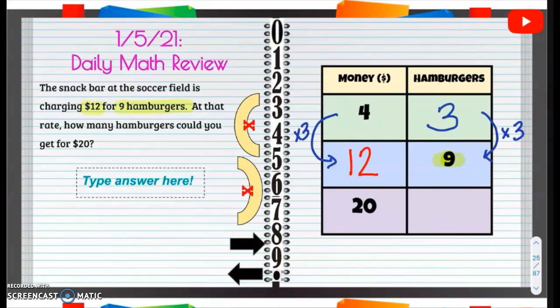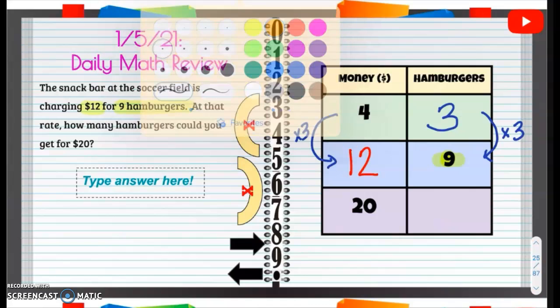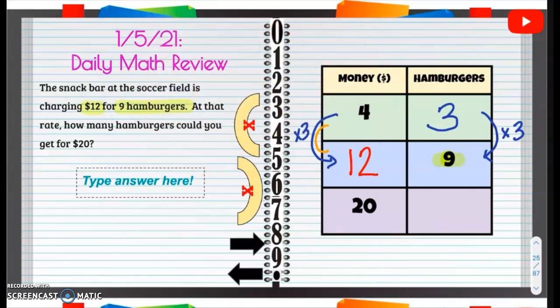I can also look at it and say, okay, well, if I go the opposite way, if I go the other way, 12 divided by 3 is 4. So then 9 divided by 3, does that equal 3? Yes, it does. Now, we need to figure out for $20 how many hamburgers we can buy.